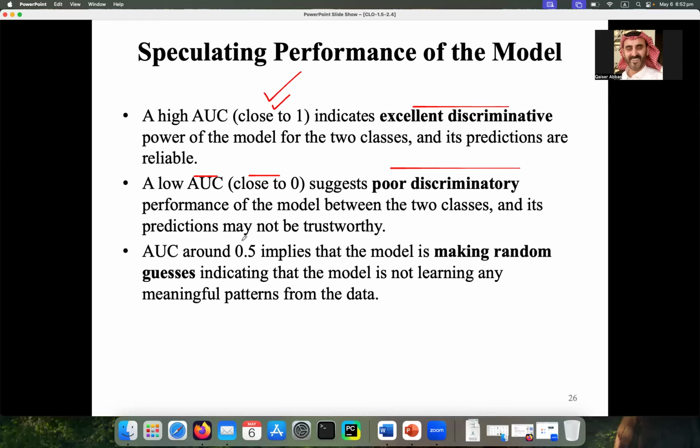And if your value is around 0.5, then it means it is 50-50, and your model is just throwing out values randomly. Your model has not learned anything from the data during its training phase. It is just giving decisions 50-50, which means randomly, sometimes yes, sometimes no. Anyhow, this is what you can understand through the values of auc-roc.